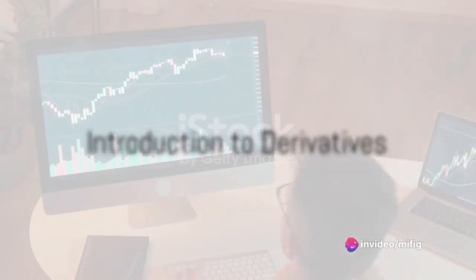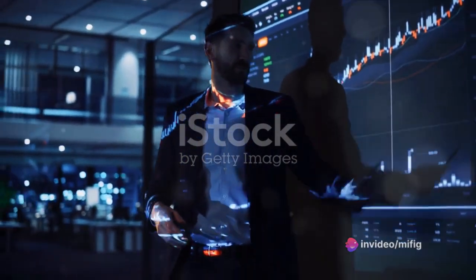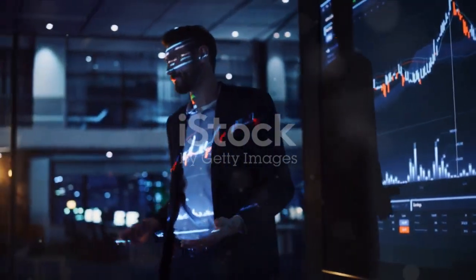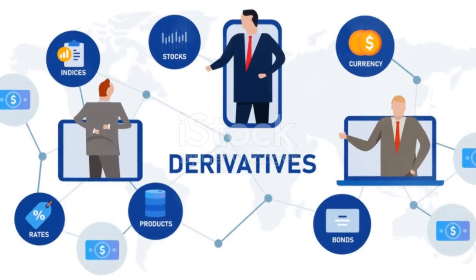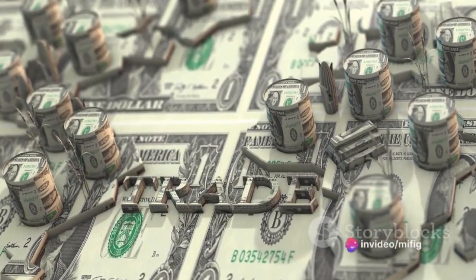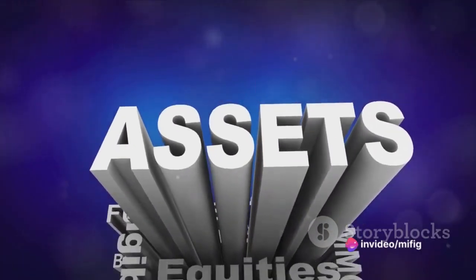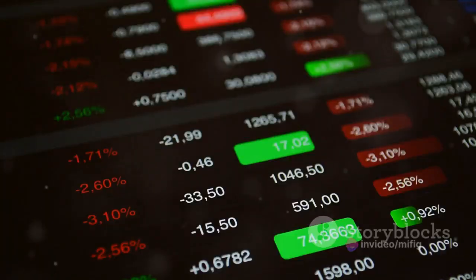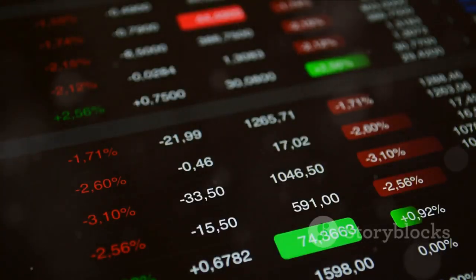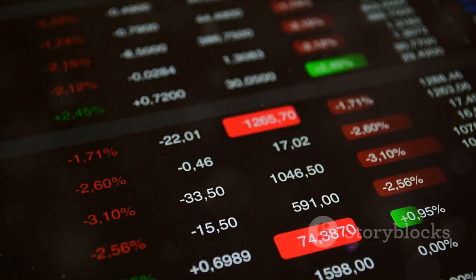Ever wondered how investors manage risk or speculate on price changes? Well, there's a tool in the financial world that allows them to do just that. It's called a derivative. A derivative, in essence, is a type of security, but it's a bit different from the common stock or bond. Its value depends on one or more underlying assets. These assets can be varied. They can be stocks, bonds, commodities, currencies, interest rates, or even market indexes.